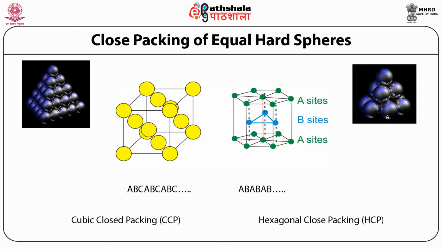For example, for the HCP, that is hexagonal close packing, you can see that in the unit cell, the atoms are arranged in the form of two layers. So the green layer corresponds to A sites and blue corresponds to B sites.